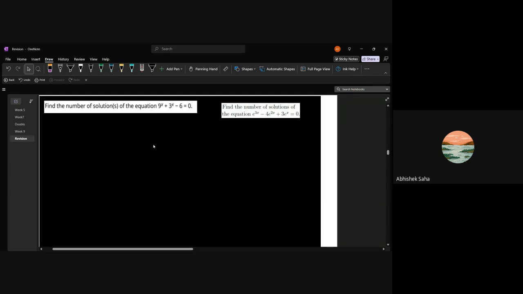So this one will be the homework. I am solving one. This is the same question, so one will be the homework. So let's solve it. What will be the number of solutions of 9^x plus 3^x minus 3? So how to solve it?